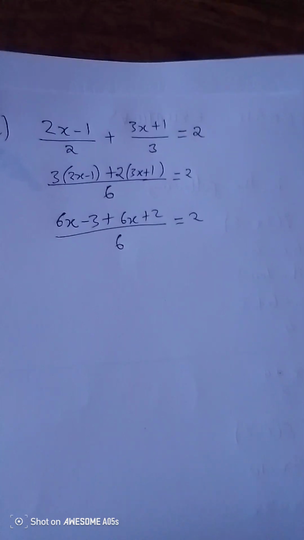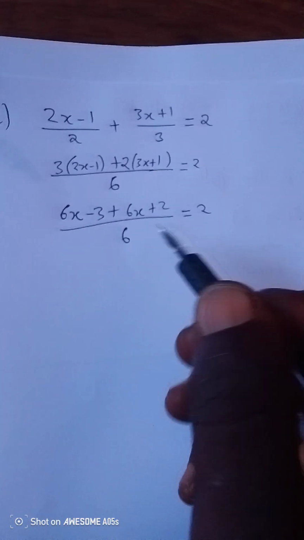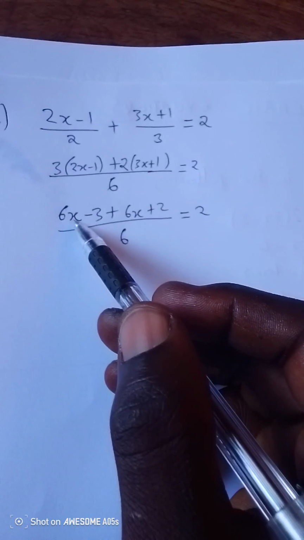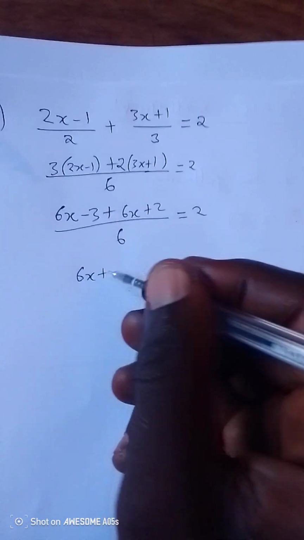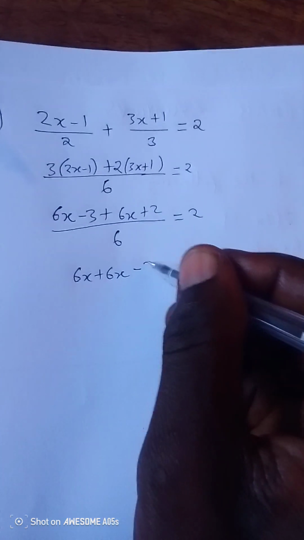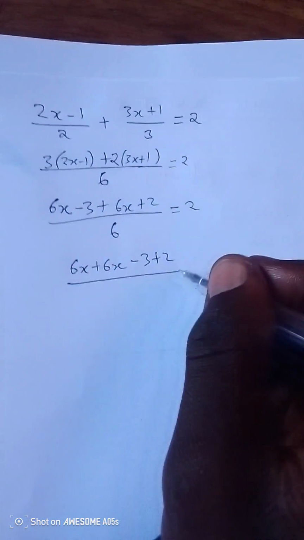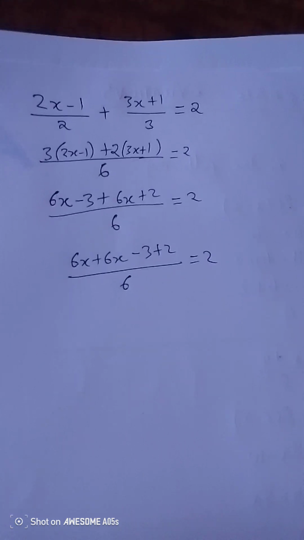At this point, we are going to collect the like terms on the top part. So you can see a 6x here, and we can see the 6x there. So we are going to say 6x plus 6x. Then the numbers, you also just put them near to each other so that we will do a good job there. So this is what we have.